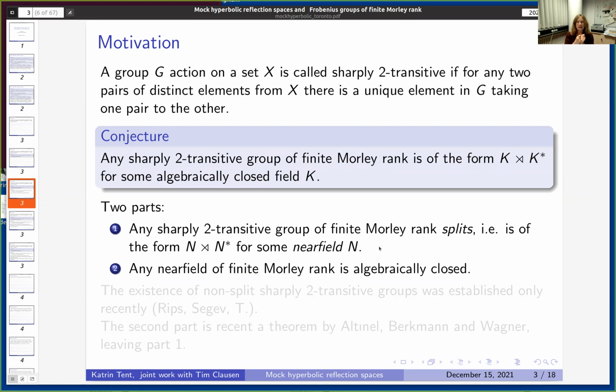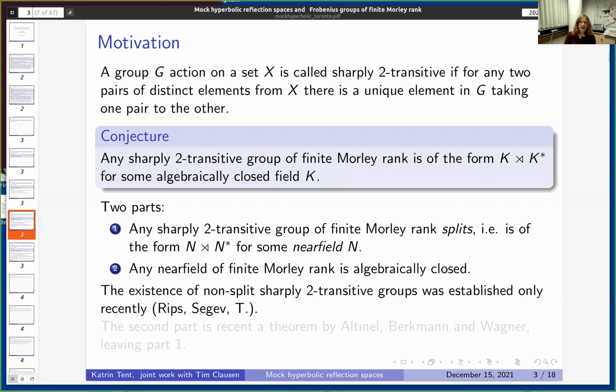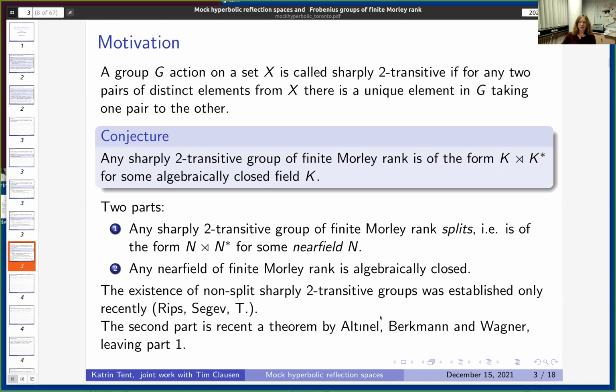And it's easy to see that if you have a field with only one distributive law, you can still construct a sharply 2 transitive group exactly in this form, because you only need one distributive law to make the action work. And then the second part, of course, is that you want to know that any near field of finite Morley rank is algebraically closed. And this result was recently proved by Altınel, Berkman, and Frank Wagner.